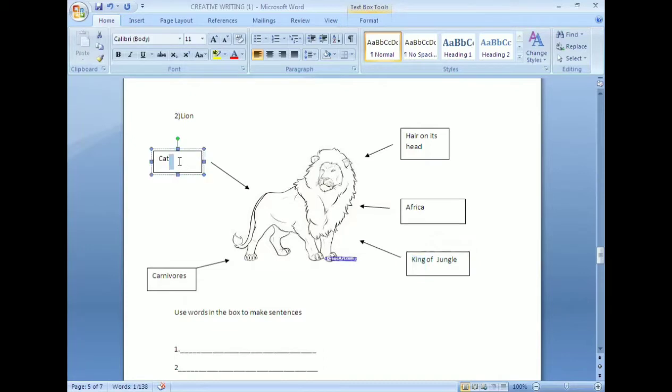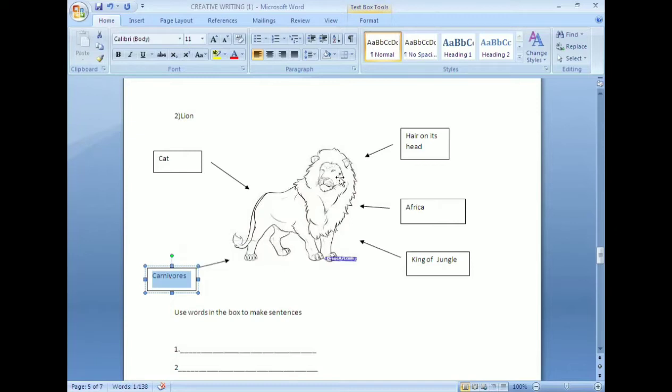It belongs to the family of cats. All right, lion is a big cat. It belongs to the family of cats. It is also called the king of the jungle. All right, you can say that it is a carnivorous animal. Carnivorous basically means animals that eat meat, animals that eat other animals. So you can say lion is a carnivorous animal.